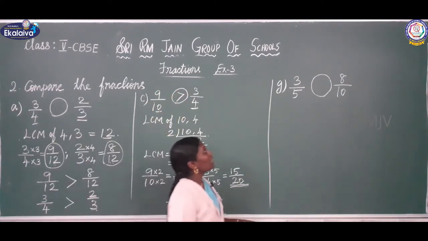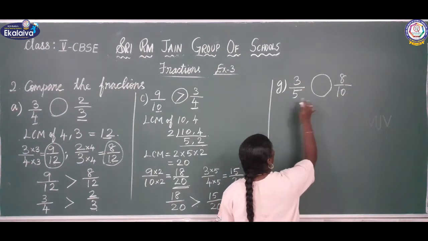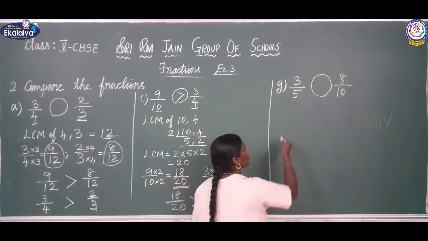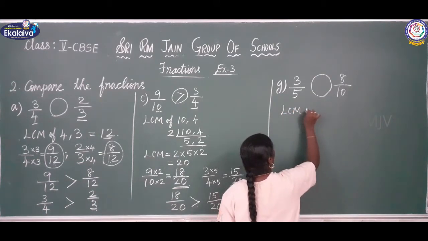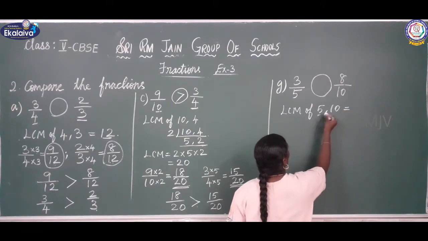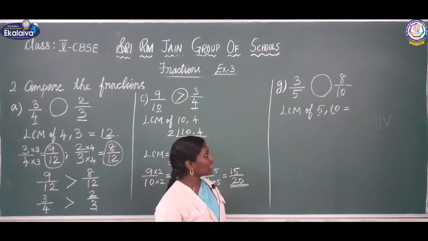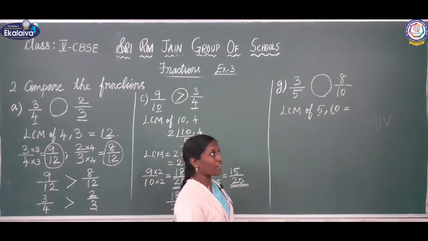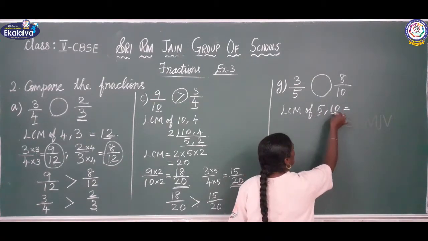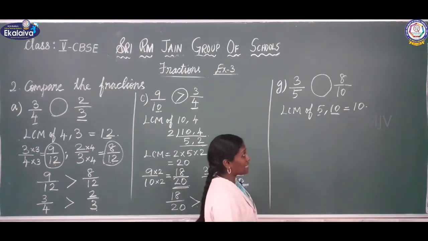Okay. Then the next question, 3 by 5 and 8 by 10. Here we have to change the given fractions into like fractions. So we have to find the LCM of the denominators 5 and 10. See here, 5 and 10. 10 is the multiple of 5, isn't it? 10 is the multiple of 5. If a number is a multiple of another number, we can take the greater number as the LCM. So 10 is the LCM.